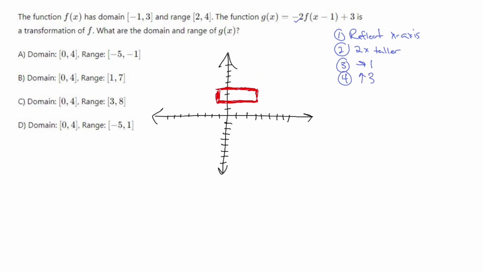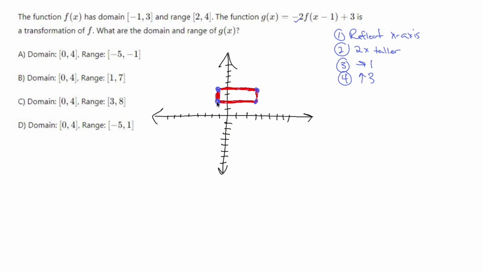So we're going to take each point, right? We're going to take each point here, here, here, and here. We're going to reflect it over the x-axis because that's what that negative living outside the f of x means. We're going to make it 2 times taller. We're going to then move it right 1 and then move it up 3.